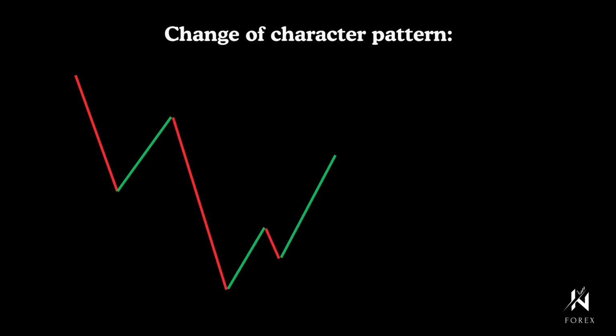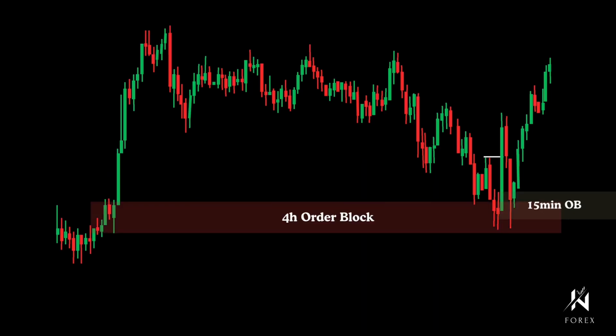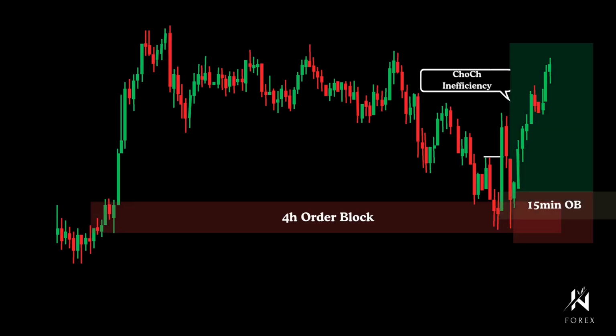It forms after price mitigates a higher time frame supply or demand zone, which means we only trade this setup when the market aligns with our higher time frame direction. In this case, our higher time frame bias is bearish. After price taps into the supply zone, we see a short-term shift in trend direction, also known as a change of character. This shift occurs with inefficiency, leaving behind a clean supply zone. When price returns to this level, we look to execute short entries, taking advantage of the newly formed imbalance and structure shift. Let's break down a live chart example using the EUR/USD 15-minute time frame.